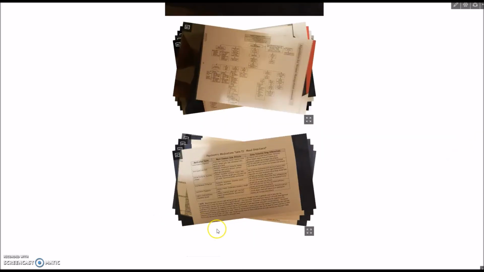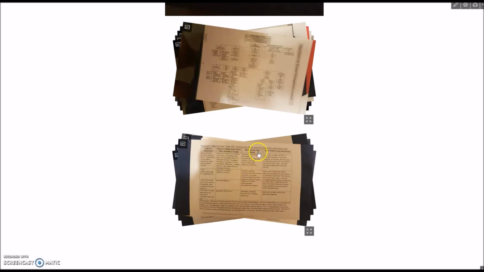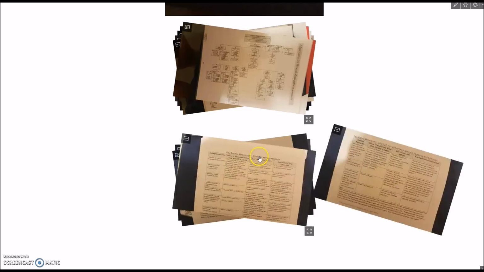Also here, I have psychiatric medication tables. So these are mood stabilizers, so there'll be your mood stabilizers here, the most common side effects and drug interactions. We have our antipsychotics, anti-anxiety, antidepressants, and these will come in handy.